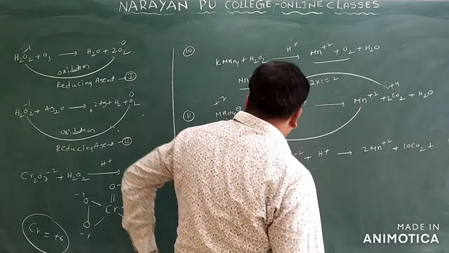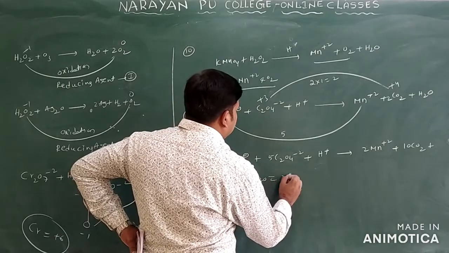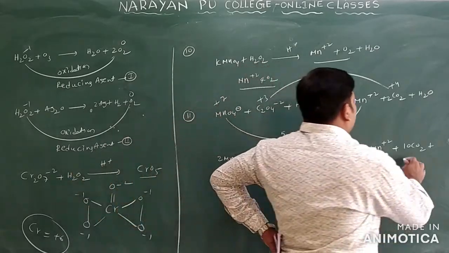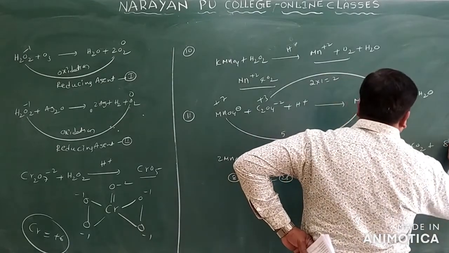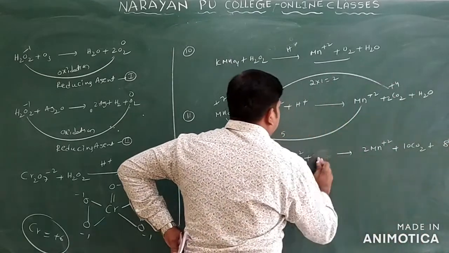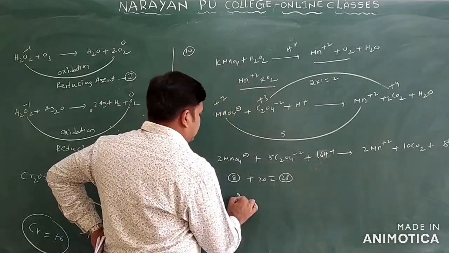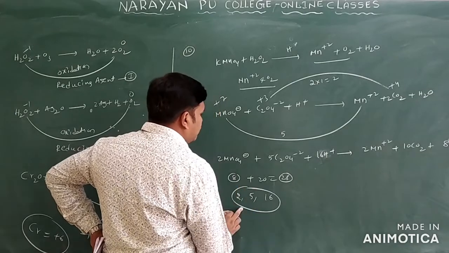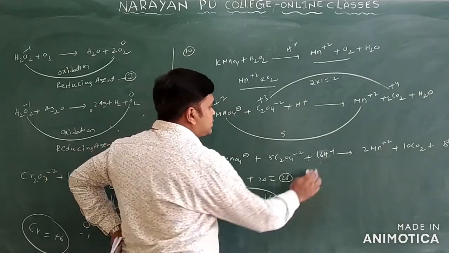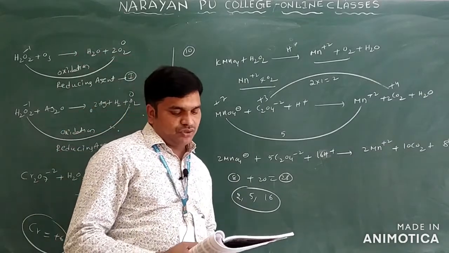You can see the oxygens here: this is 8, and here 5 into 4 is 20, so 28 in total. Here 20 is there, so how many molecules can you add? 8 water molecules, 8 H2O, and you will write 16 H plus. So what are the coefficients? 2, 5 and 16. 2 for MnO4 minus, 5 for C2O4 2 minus, and H plus 16. So what is your answer? You will take option 2 for this question.